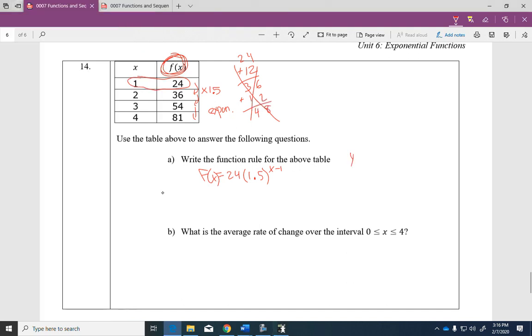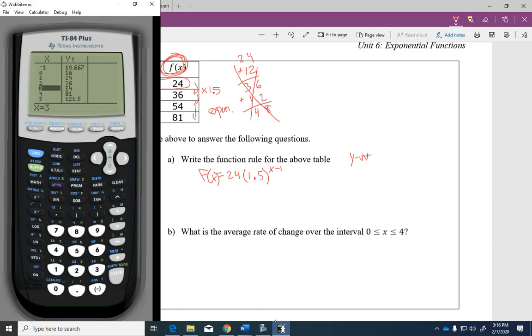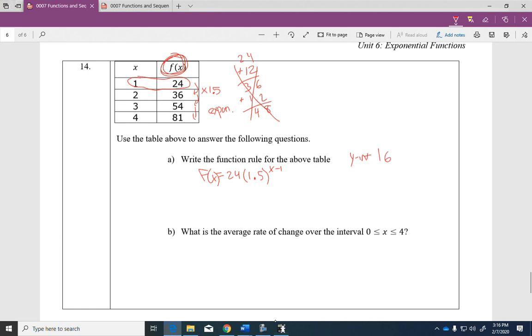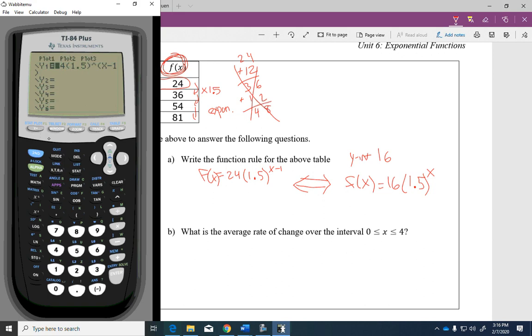Take a look at this table on the screen now. Isn't the y-intercept at 16? Which means if I wanted to write an equation using the y-intercept, which we like to call the initial value, my exponent is just an x, not a minus 1. I could say f of x equals 16 times 1.5 to the x, and these two equations are mathematically equivalent. Don't believe me? Let's go look on our table.